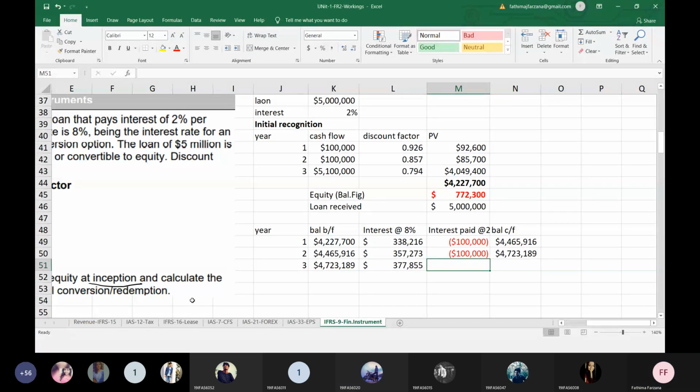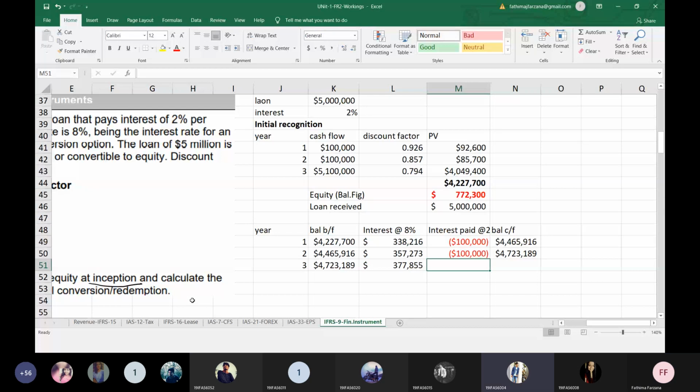377,855. How did you get that? That is the interest, no? That is the market rate interest. Are you paying at the market rate? Third year, actually, they said you are converting to equity. So in the third year, what is the finance cost? Only the finance cost. That's why I changed the column to interest paid at 2% instead of amount paid. What will be the finance cost in the third year?